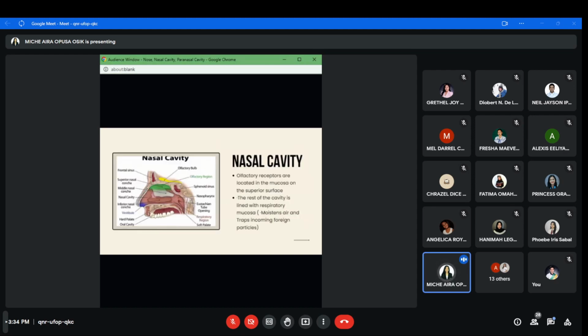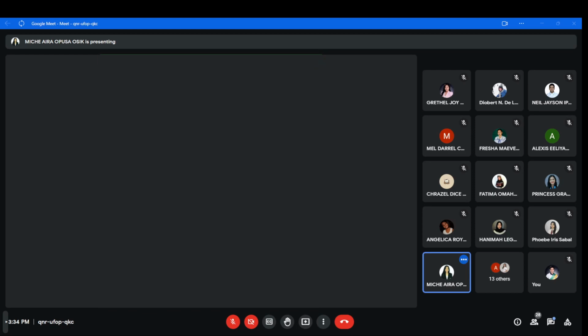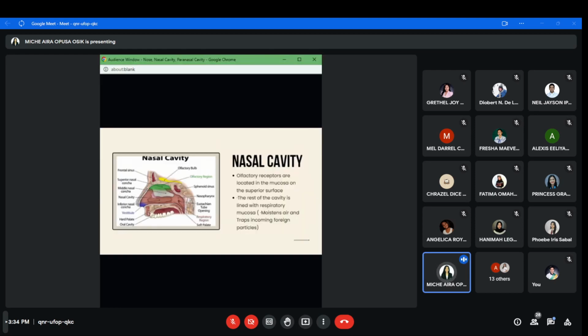Next is the nasal cavity. The inside of the nose, including the bones, cartilage, and other tissue, blood cells, and nerves, all the way back posteriorly to the nasopharynx, is called the nasal cavity. It is considered part of the upper respiratory tract due to its involvement in both inspiration and exhalation. So, the olfactory receptors are located in the mucosa on the superior surface. You can see it on the slide and picture.